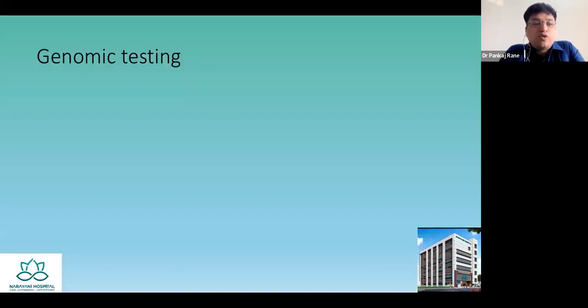Few lines about genomic testing. जिनोमिक टेस्टिंग जी आपण वापरली जाते ती ओमायक्रॉन व्हेरियंट डायग्नोस म्हणजे जे पण म्युटेशन आपण आता पाहिले ते डायग्नोस करण्यासाठी जिनोमिक टेस्टिंग वापरली जाते. But now government has clearly advised that we should not order genomic test, त्याच्याने अननेसेसरी लॅब्सवर प्रेशर येईल.